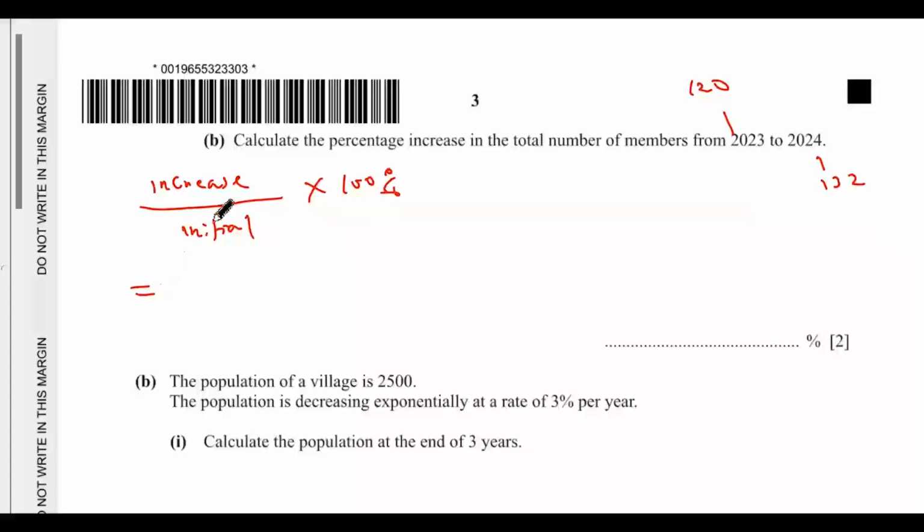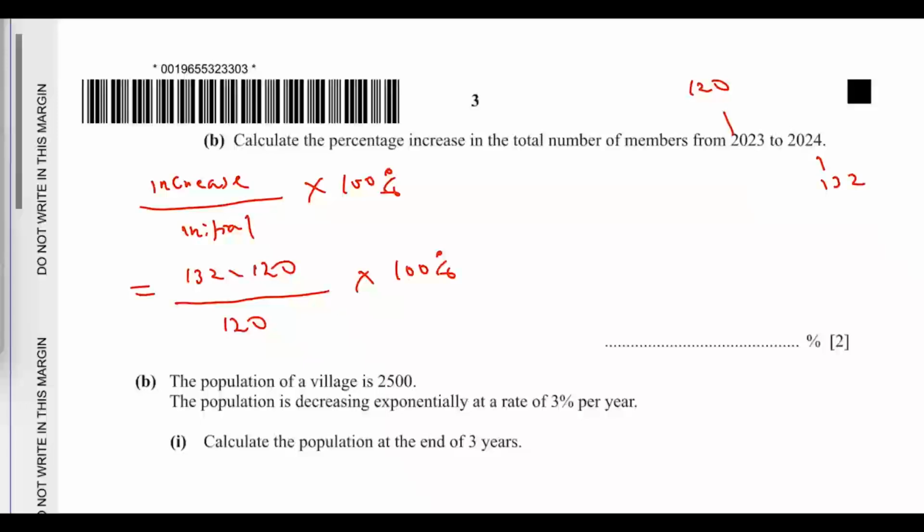So the increase will be the number in 2024, which is 132, minus the figure in 2023, that will be 120, over the initial. The initial is 2023, which is 120, then multiplied by 100%. So you can input this into your calculator straight away to get your answer.